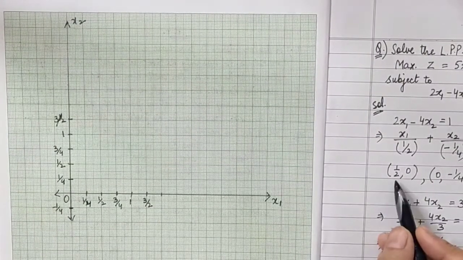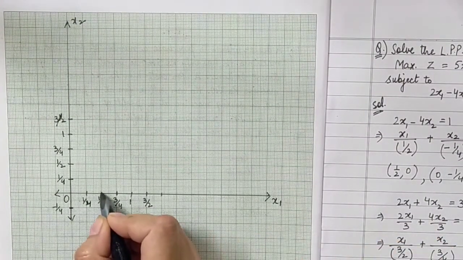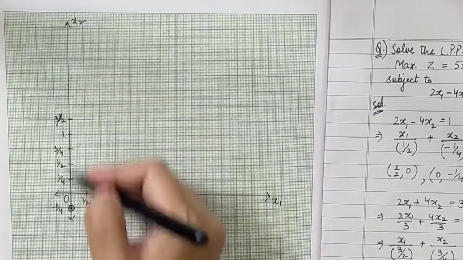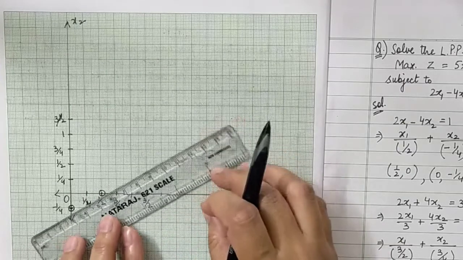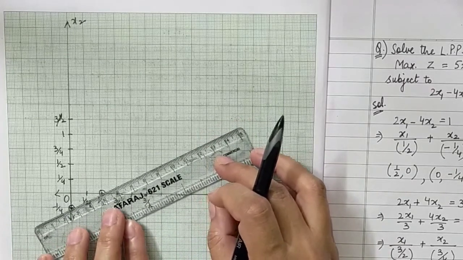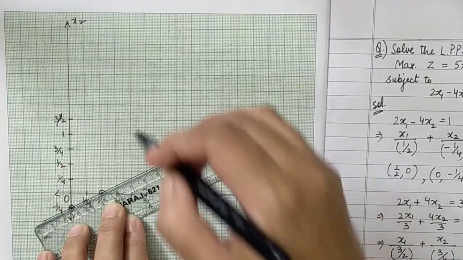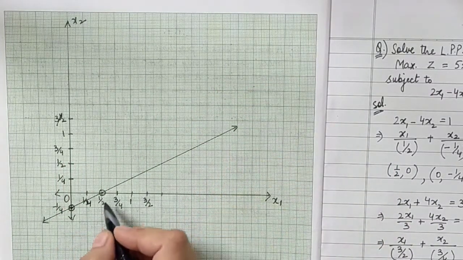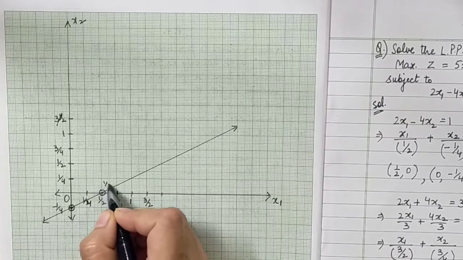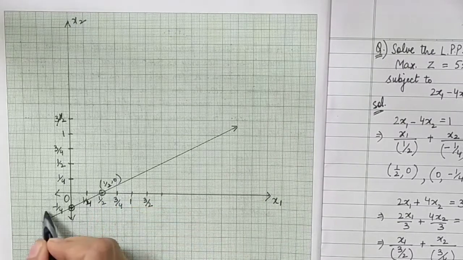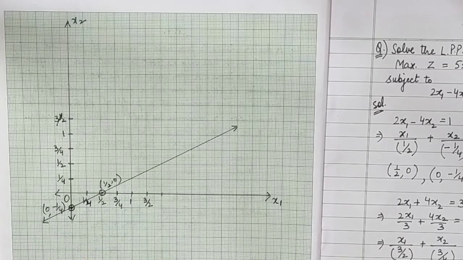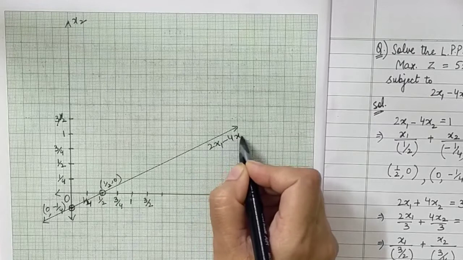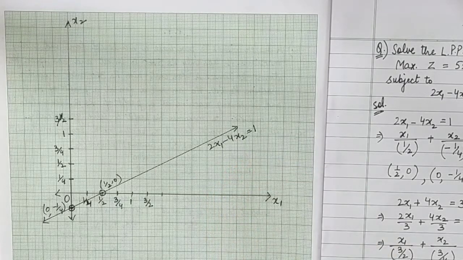Now we are going to plot the points half comma 0. This is the first point. Then 0 comma minus 1 by 4. So this lies on x2. आपके पास ये दो points आ गए. So you have to draw a straight line passing through these 2 points. Always put arrows on the ends. Mark the points half comma 0, 0 comma minus 1 by 4, and write down the equation on one edge. 2x1 minus 4x2 is equal to 1.